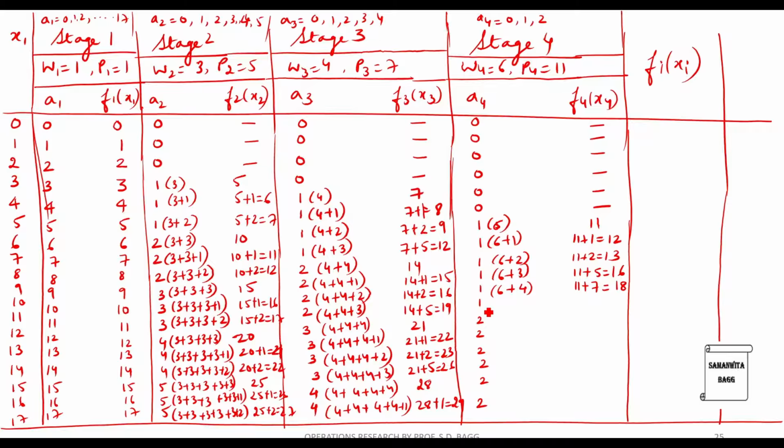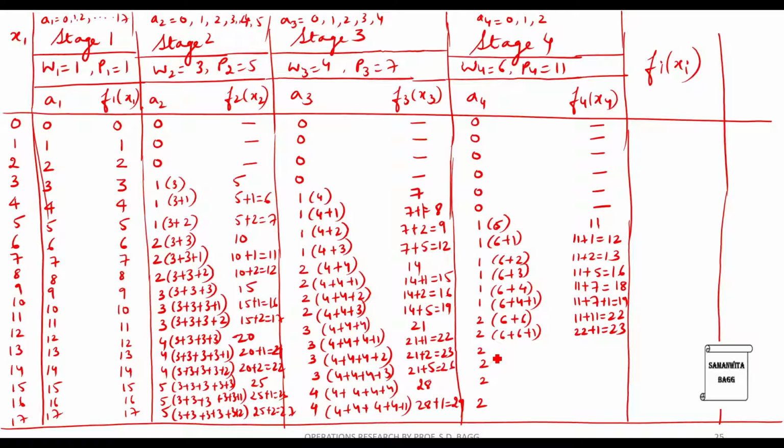The next number is 11. So this value will be 6 plus 4 plus 1. So this now turns out to be 11 plus 7 plus 1 is 19. Next number is 12. So this will be 6 plus 6. So this becomes 11 plus 11 is 22 for each quantity. Then next number is 13. So I'll write down this is 6 plus 6 plus 1. So this becomes 22 plus 1 is 23.